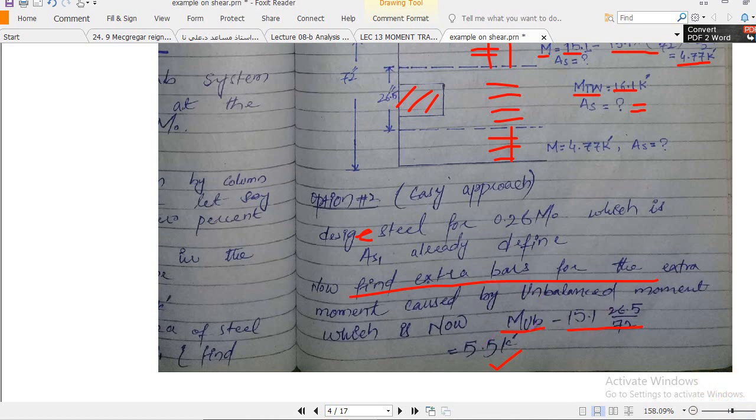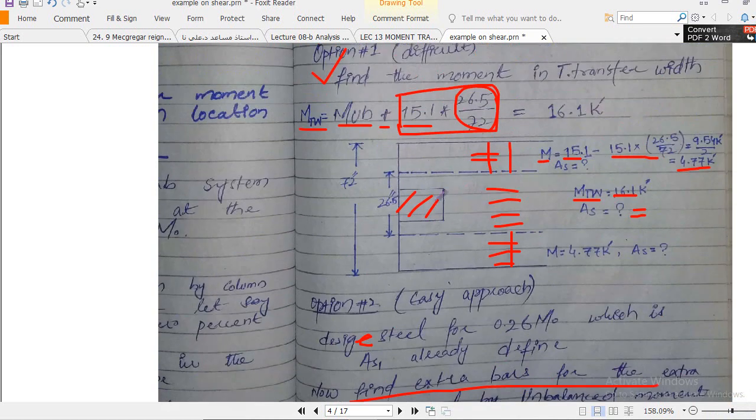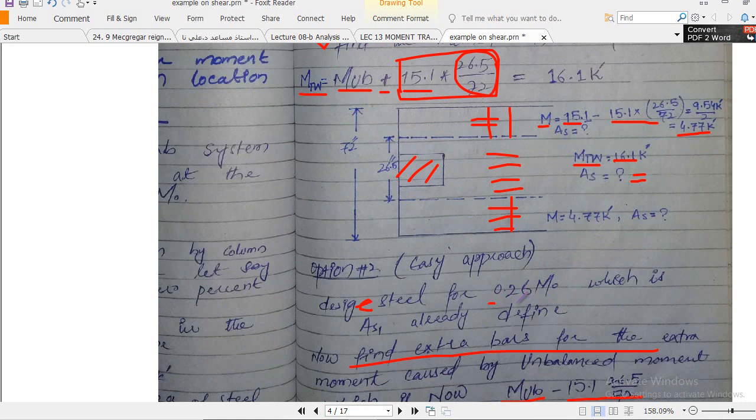If, let's say, this calculation gives us 0, this means we don't need extra reinforcement, we don't need additional bars for the transfer of moment, and the bars which we already calculated by using this moment are enough, are sufficient, right, for the transfer of moment from the slab to the column, right?